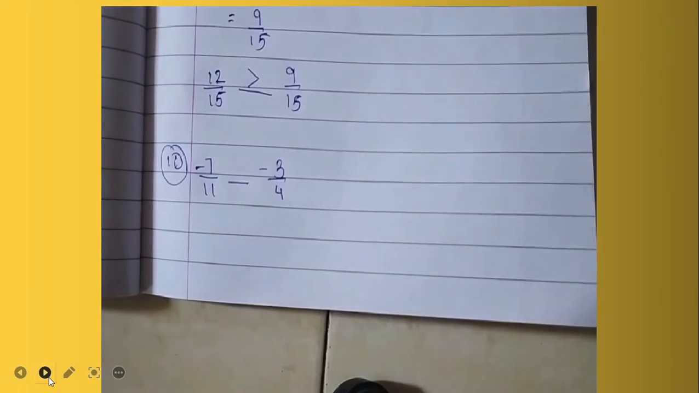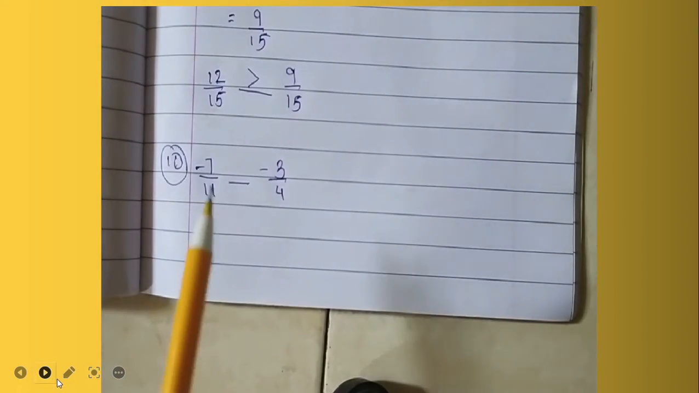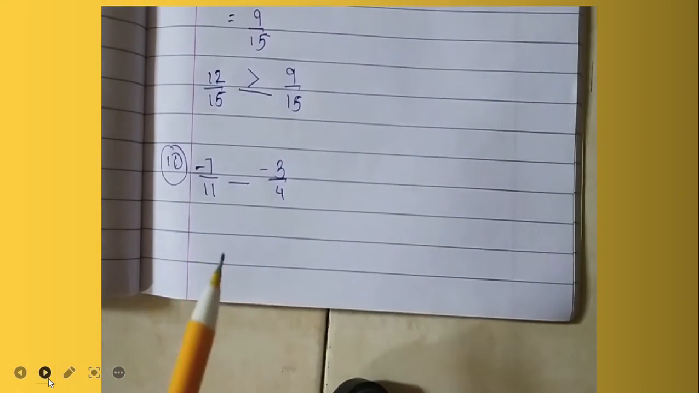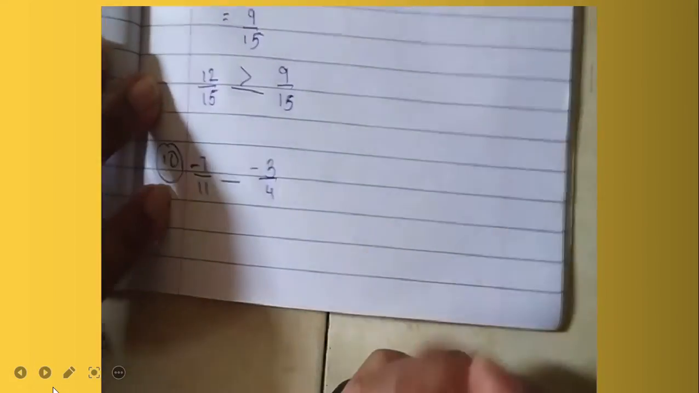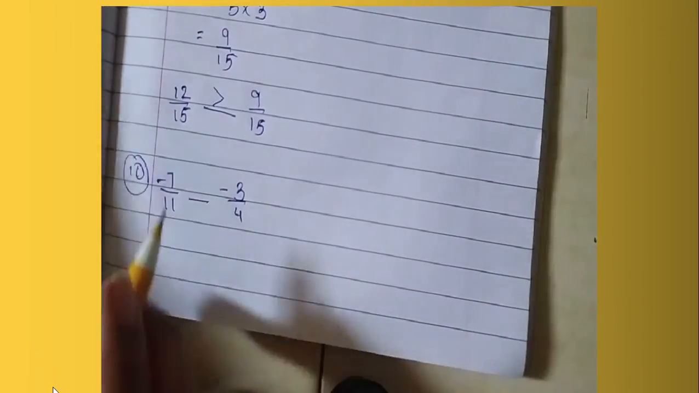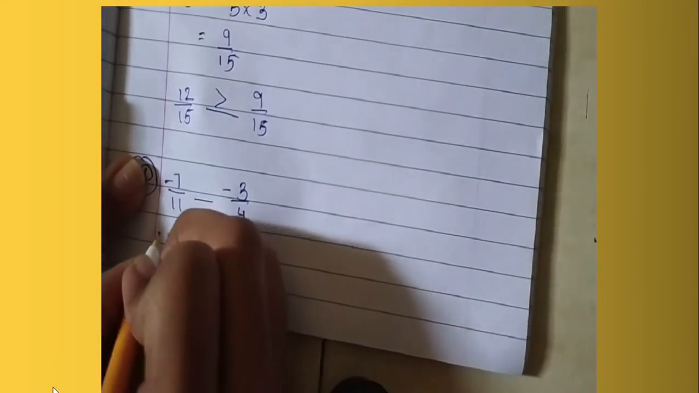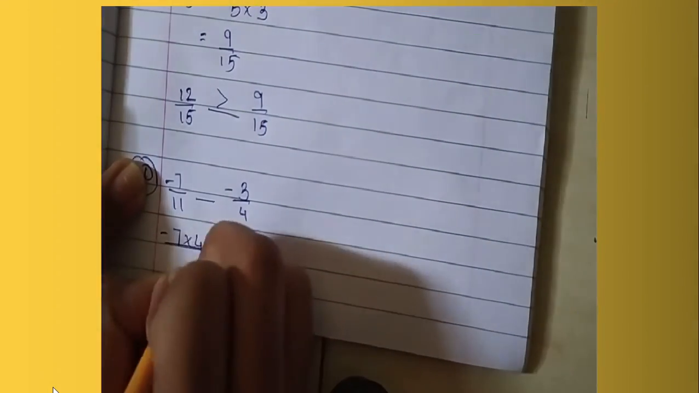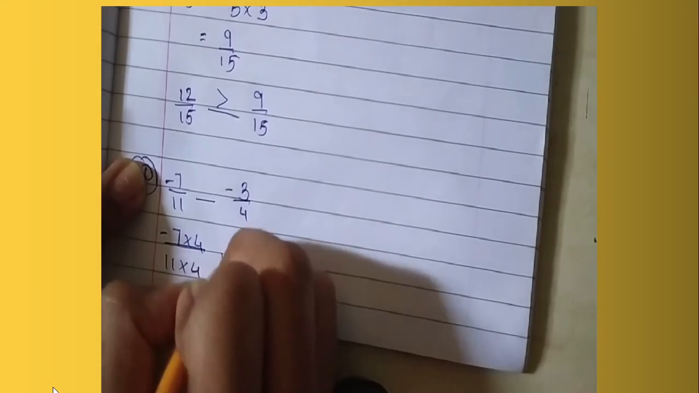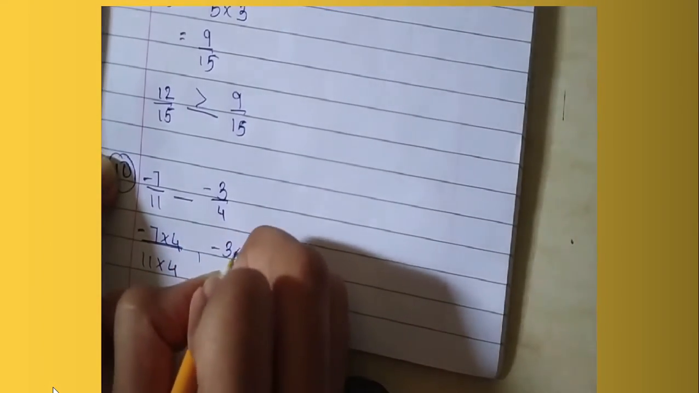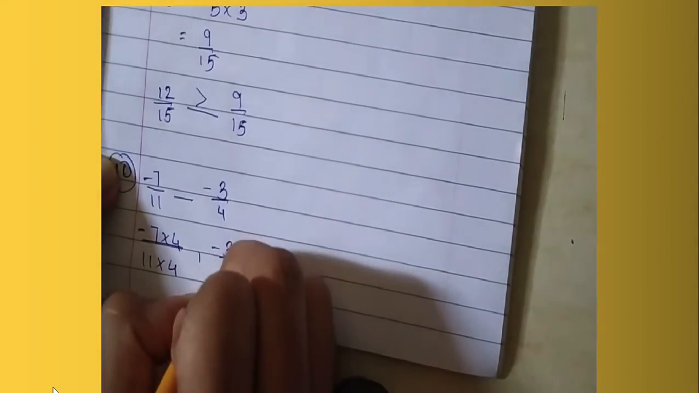Now minus 7 upon 11 dash minus 3 upon 4. Here I am going to use the cross multiplication method. Okay. So I am going to multiply 7 by 4 and 11 by 4. Minus 7 into 4 upon 11 into 4, and comma, minus 3 into 11 upon 4 into 11. Now minus 7 into 4, we are going to get the answer as minus 28.